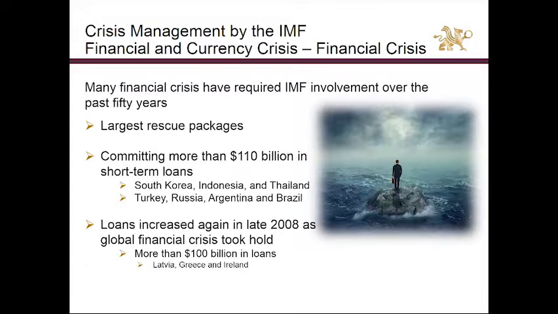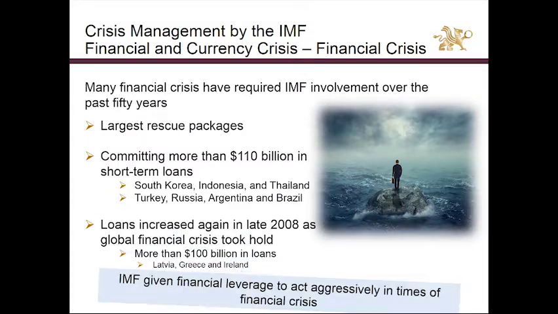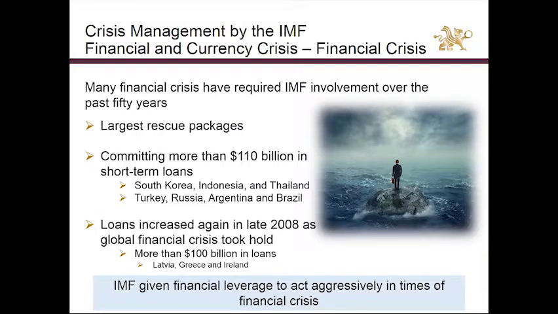Between 2008 and 2010, the IMF made more than $100 billion in loans to troubled economies such as Latvia, Greece, and Ireland. In April of 2009, in response to the growing financial crisis, major IMF members agreed to triple the institution's resources from $250 billion to $750 billion, thereby giving the IMF the financial leverage to act aggressively in times of global financial crisis.